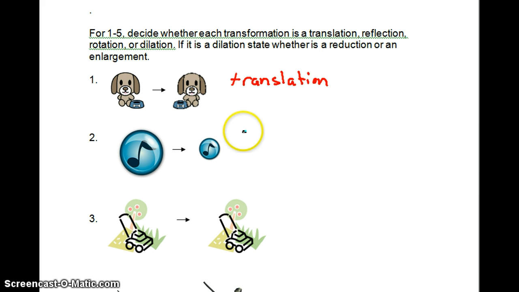Number 2, we've got the circle here and the new circle is here. As we can see, that one is changing the size of it. The only one here that changes the size is a dilation. It says if it's a dilation, state whether it's a reduction or an enlargement. As we can see, this is getting smaller, so this is going to be a reduction.